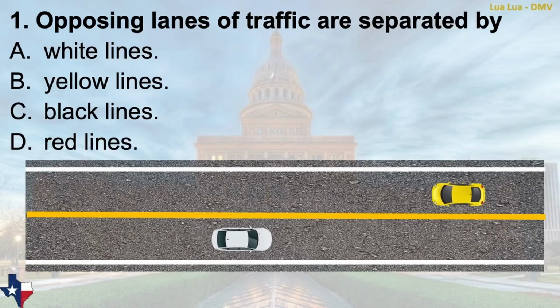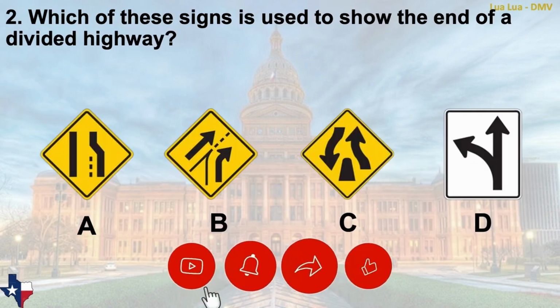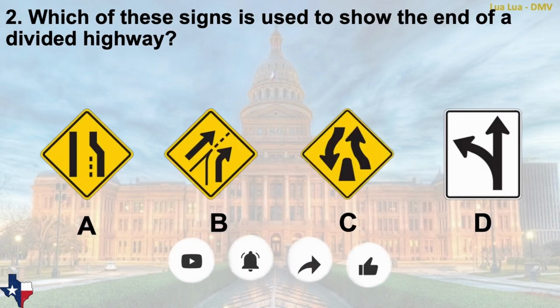Question 1. Opposing lanes of traffic are separated by A. White lines. B. Yellow lines. C. Black lines. D. Red lines. The correct answer is B. Yellow lines. Question 2. Which of these signs is used to show the end of a divided highway?